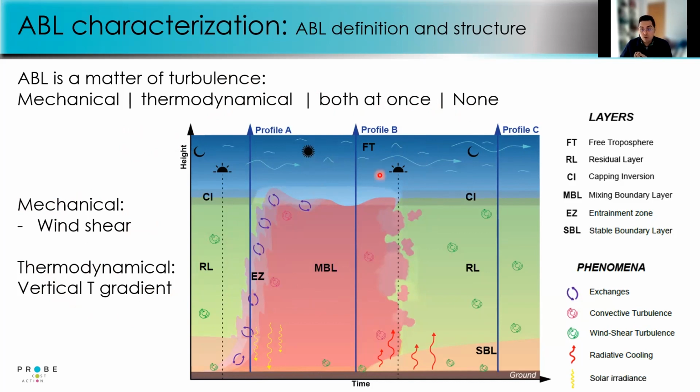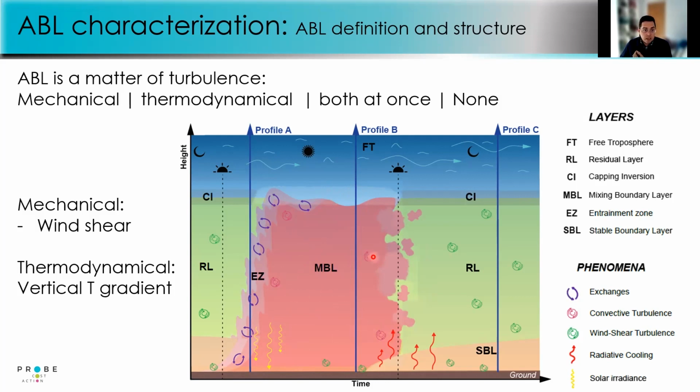Paying attention to this idealized daily evolution of the ABL, we find that first the sun hits the surface, and then the thermodynamic turbulence starts. As solar energy increases, turbulence also increases, reaching the maximum of the ABL during the day. This is also named the mixing boundary layer or convective boundary layer.